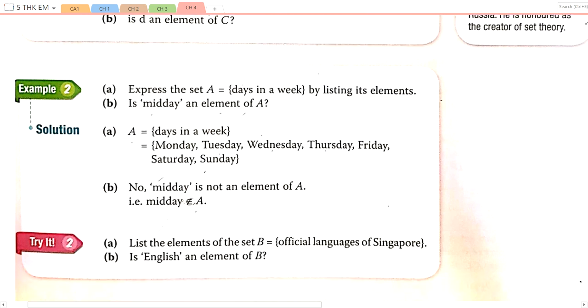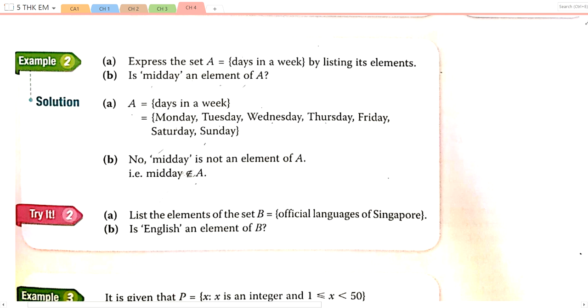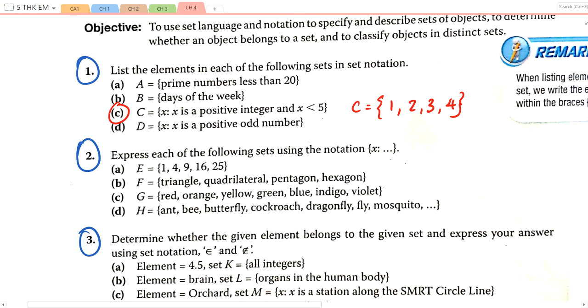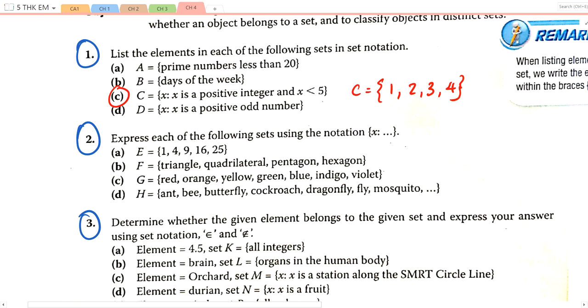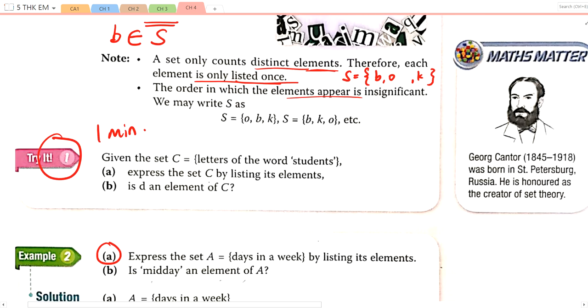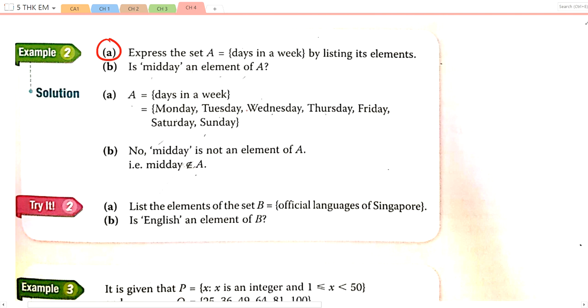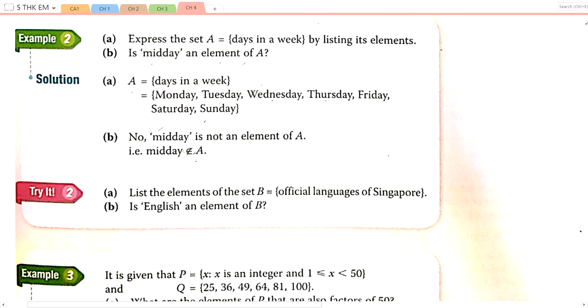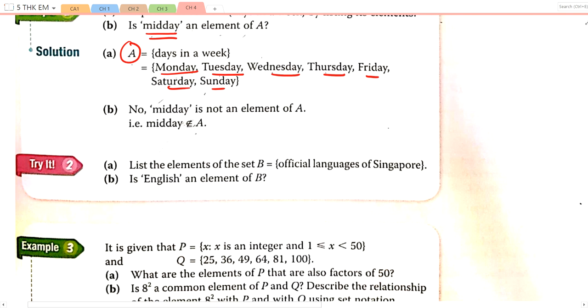In example 2, express the set A by listing its elements. This is actually found in your class activity, question 1 part B, days of the week. So we've got Monday, Tuesday, all the way until Sunday. And part B is: is midday an element? Do you see this word inside our set A? Nope. We've got these 7 elements only, and midday is not an element. So we say midday is not an element.